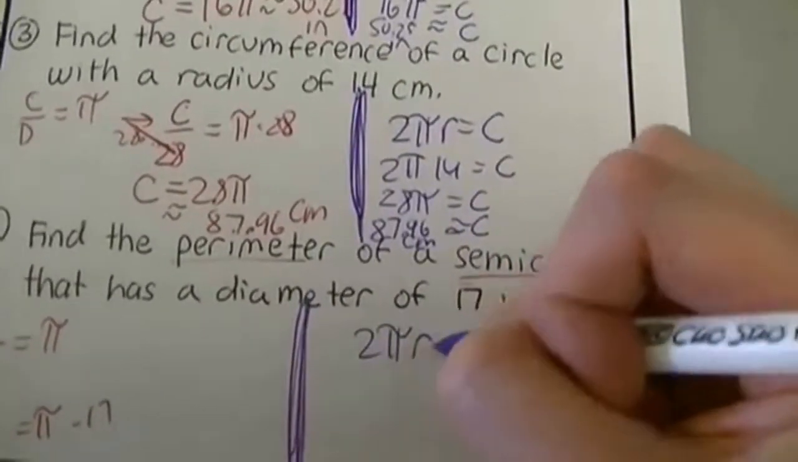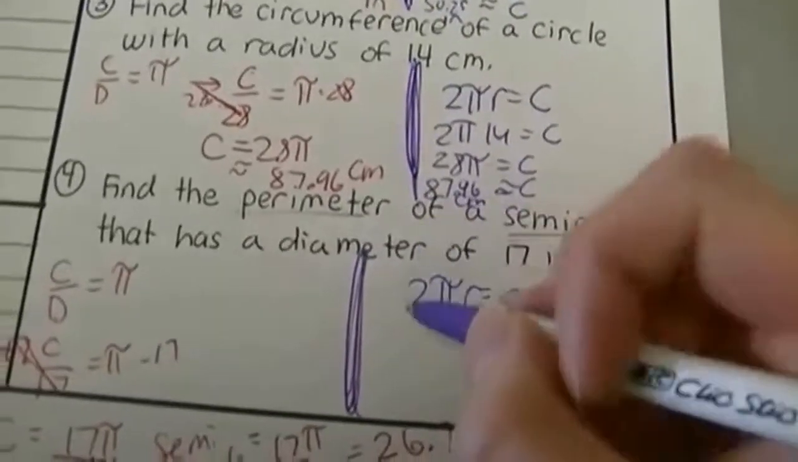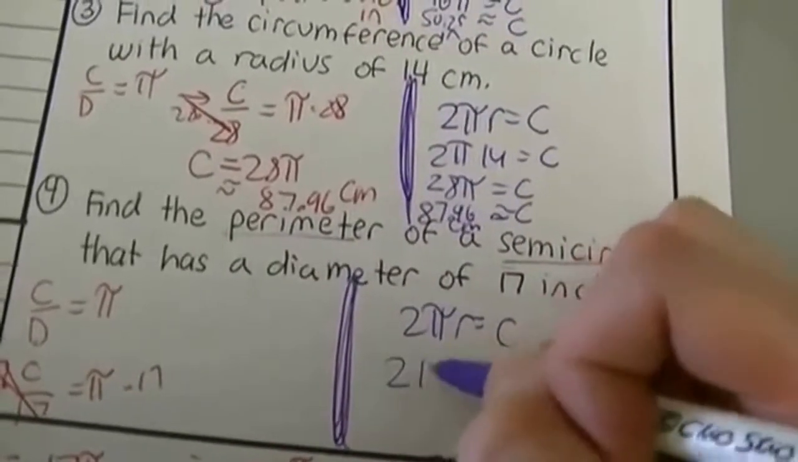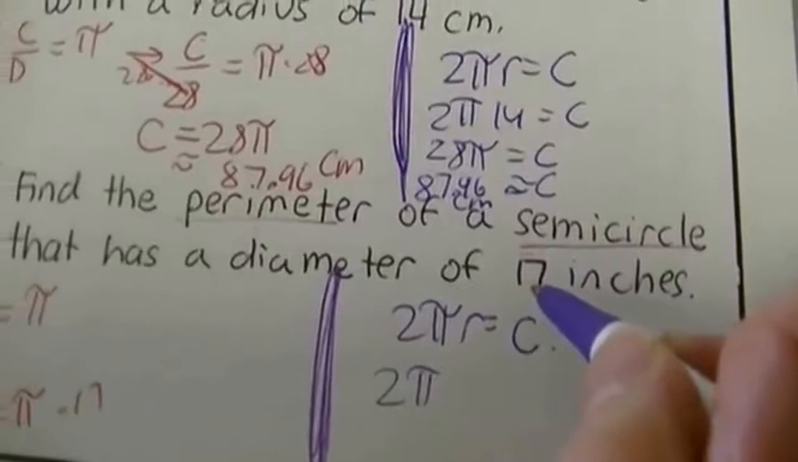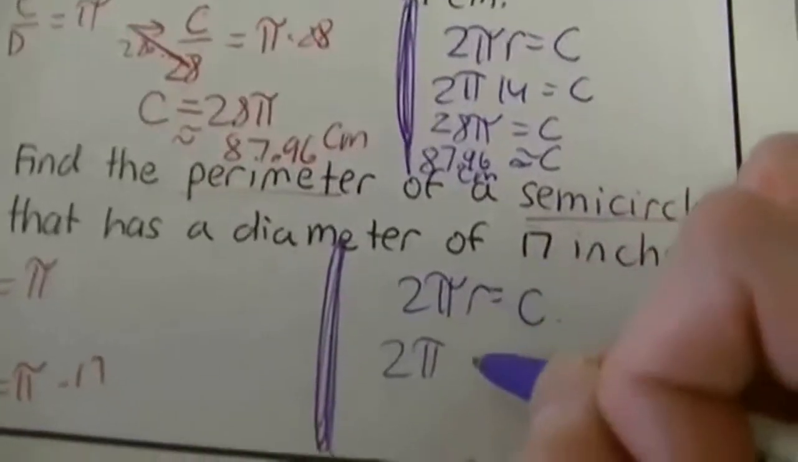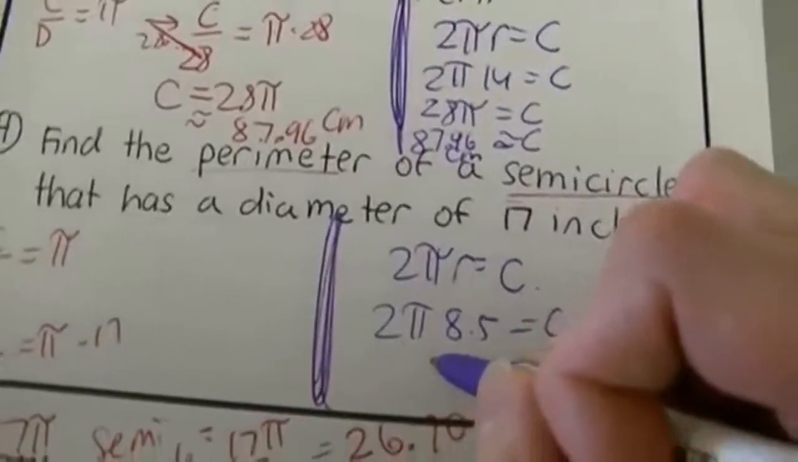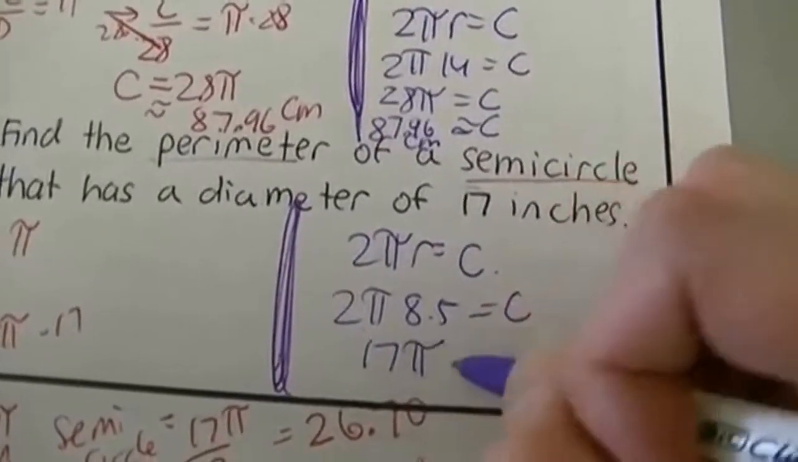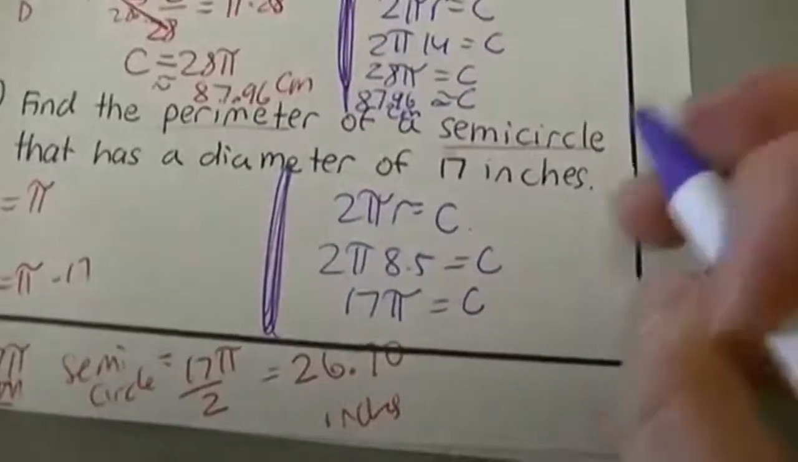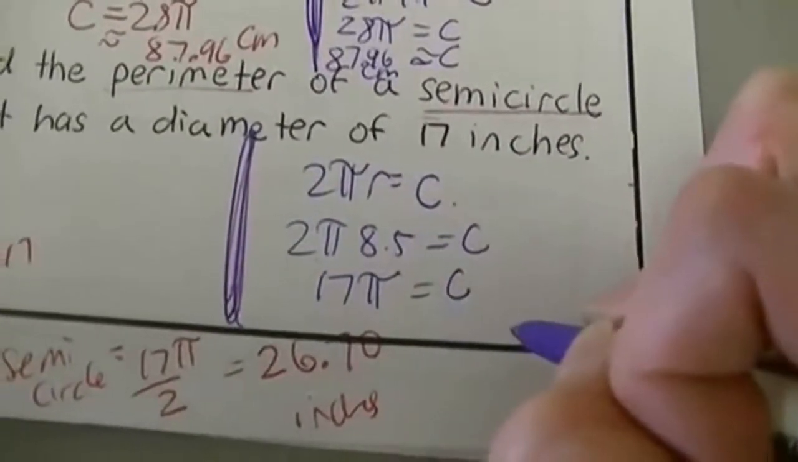2 pi r equals circumference. So for the whole circle, 2 pi, okay, the radius is going to be half of 17. Half of 17 is 8.5. So 8.5 times 2 is 17. 17 pi equals the circumference of a full circle. Okay, we need to divide that by 2 to get half of a circle.